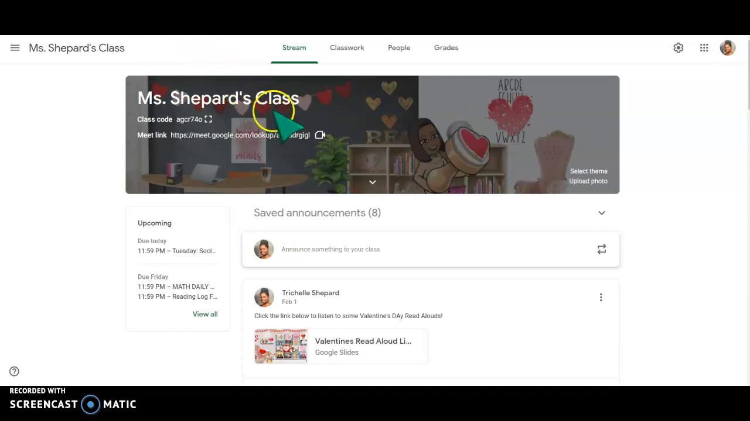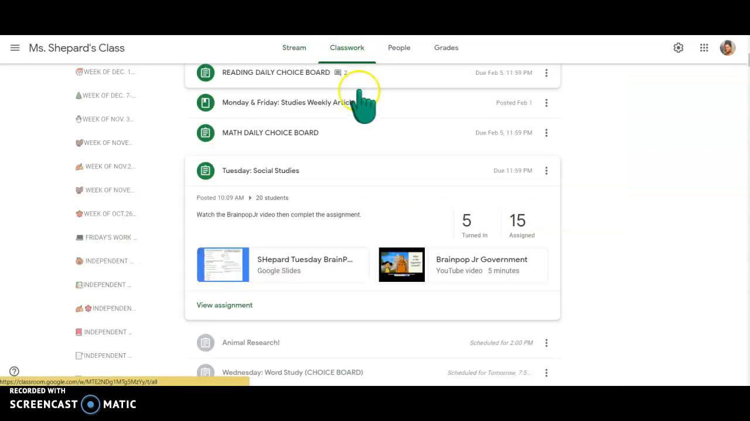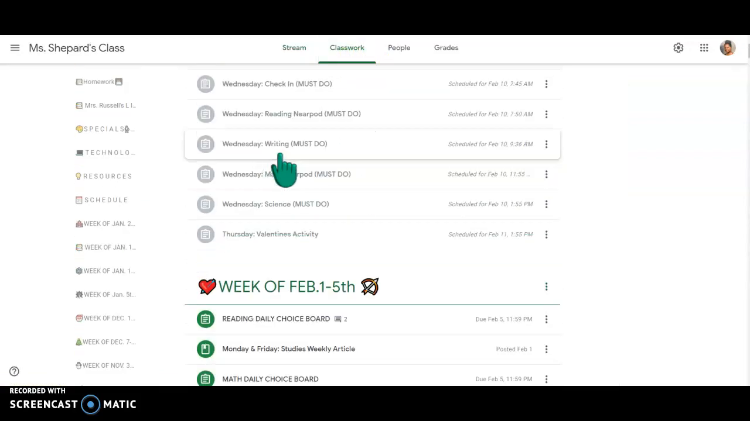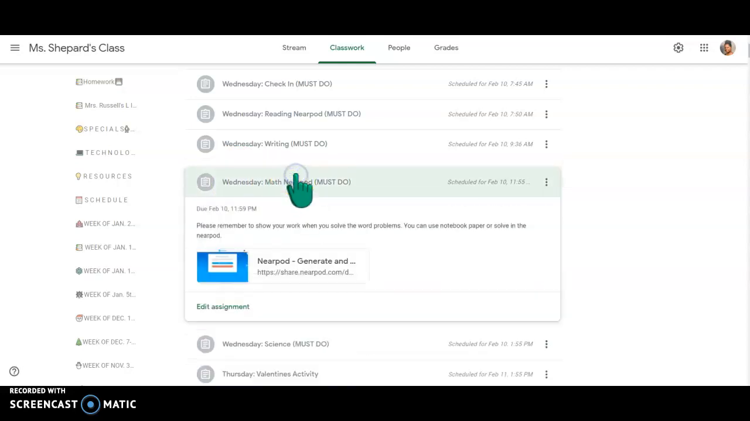So you're going to go to Google Classroom, click on Classwork. You're going to find Wednesday's Math Nearpod Must Do, okay? And guys, please remember to read the instructions in that assignment. It says, please remember to show your work when you solve the word problems. You can use your notebook, paper, or solve in the Nearpod.